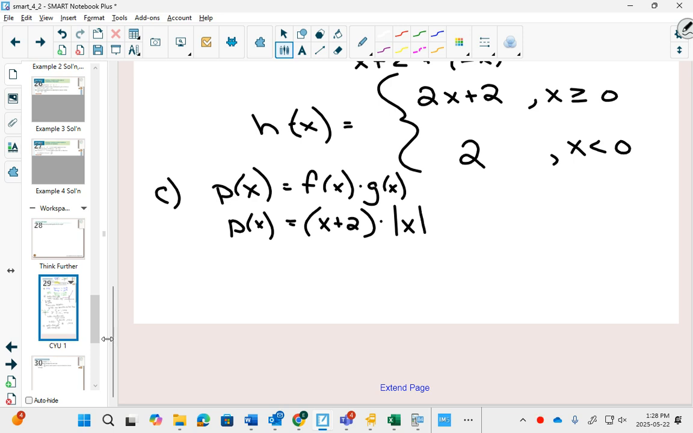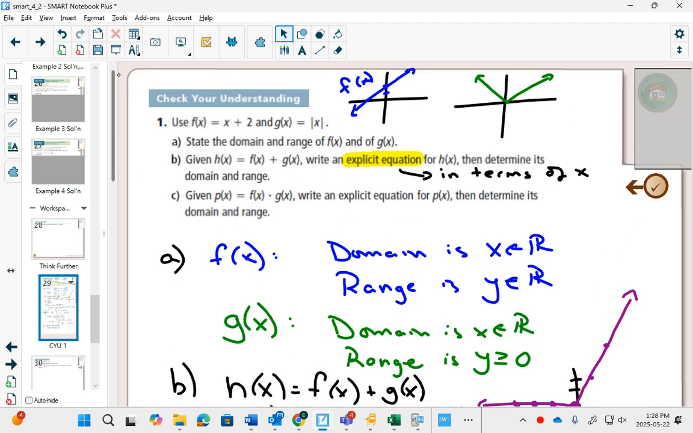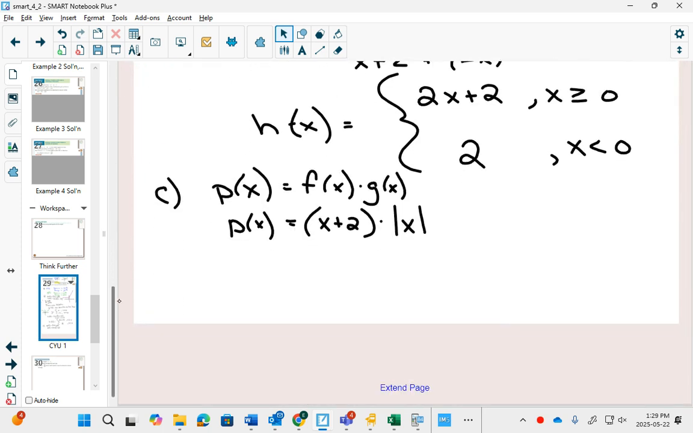Okay, so again, if you wanted to graph p of x, the graph will help us figure out domain and range, because they asked for that again. Well, domain is easy. Are there any x values not allowed? No. So domain is everything. But the range is a little bit complicated here. I could just look at my original blue and green graph and multiply y values and see what I get.